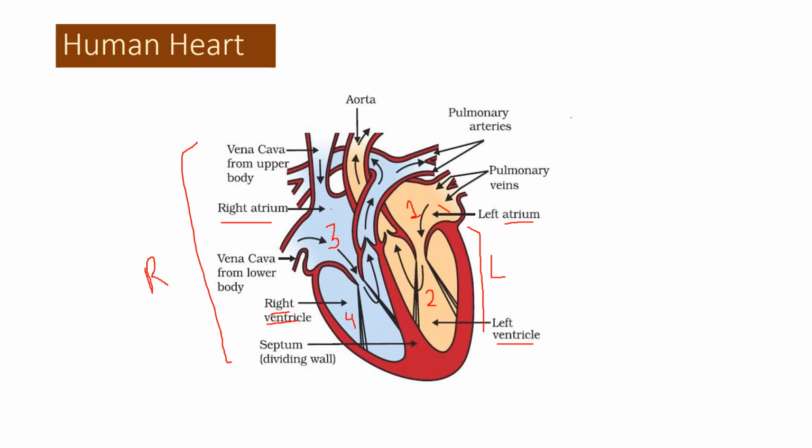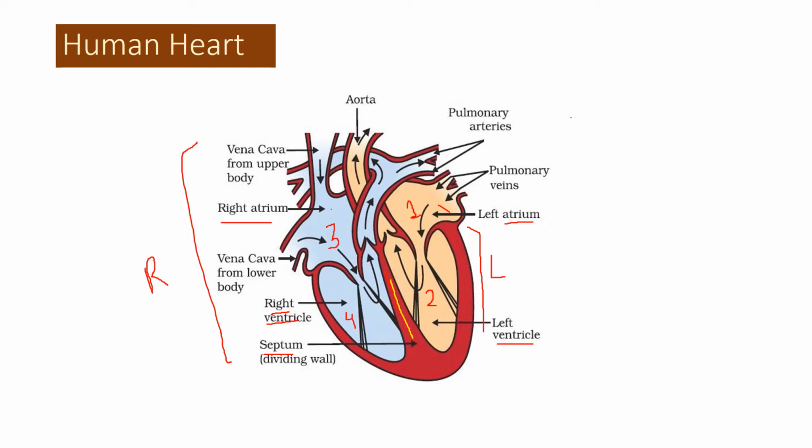And in between these chambers, you can see this is a dividing wall. Otherwise I can use another color for showing it. See, this is the dividing wall, and this wall is known as the septum. Clear? It divides these chambers so that there will be no mixing of the blood.